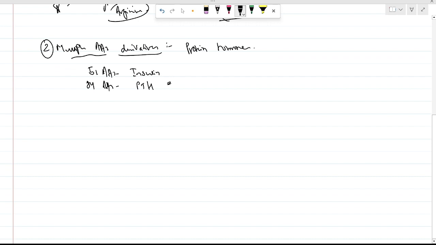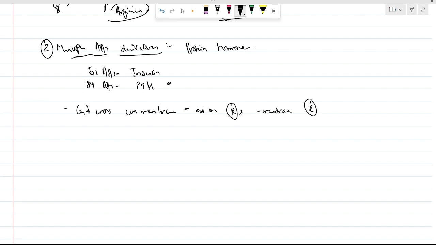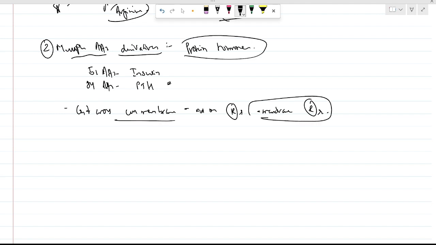These are the multiple amino acid derivatives. These multiple amino acid derivatives are protein hormones. Remember, they can't cross the cell membrane. Important point to be noted here is they can't cross the cell membrane. They act on receptors. Which receptors? Membrane receptors. These protein hormones can't cross the cell membrane. They act on the membrane receptors.